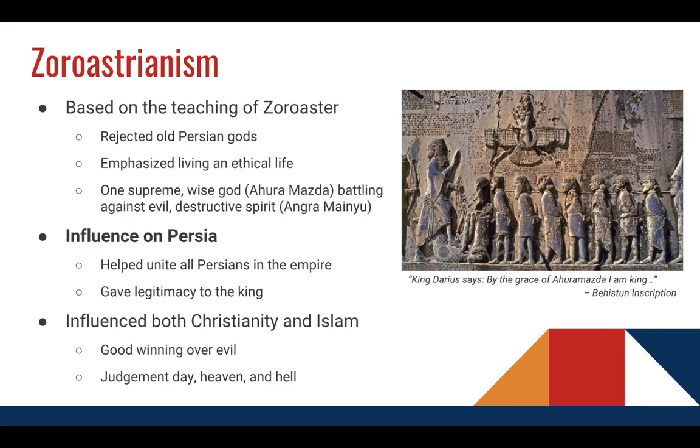In fact, in this picture here from the Behistun inscription, it actually shows Darius conquering a group of people and the god Ahura Mazda up above him. And he says, "By the grace of Ahura Mazda, I am king."